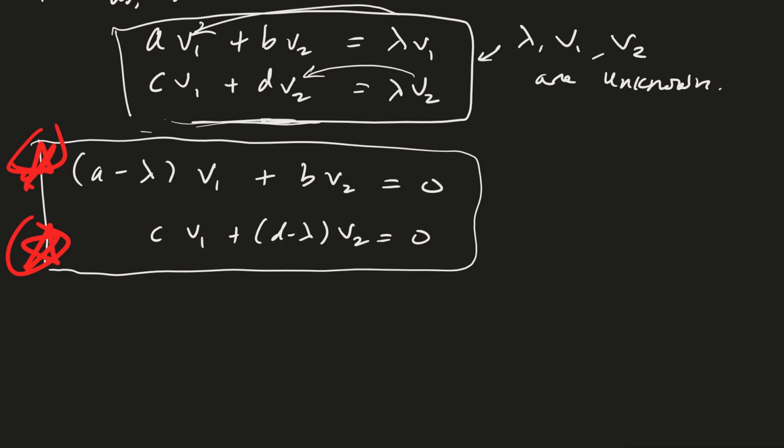And then it's just important to remember how we got there, right? From our definition, we can just subtract lambda v from both sides. Okay, so what is this? This is two equations and two unknowns. Notice we're setting it equal to 0.